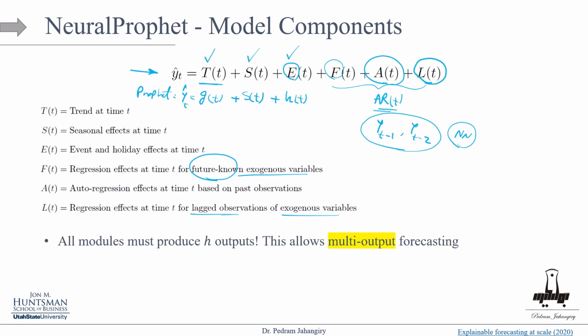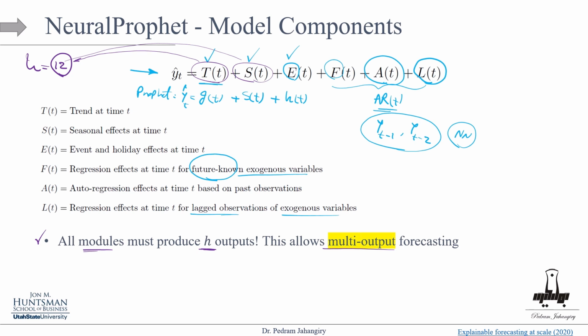Before I go there, I just want to highlight a very important point here. All these modules, let's call these components modules, right? So all these modules must produce H outputs at the same time. So this will allow your NeuralProphet to be just like the Facebook Prophet, a multi-output forecasting model, right? So this means that if I have a trend component and if my forecasting horizon, let's say, is 12, the trend component should be able to generate those 12 predictions into the future at the same time. The same goes with seasonal components, event components, F, A, and L, right?